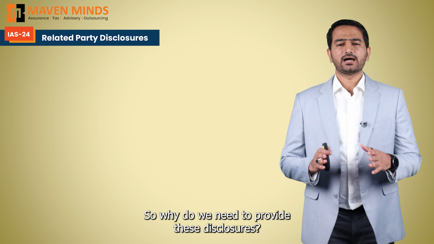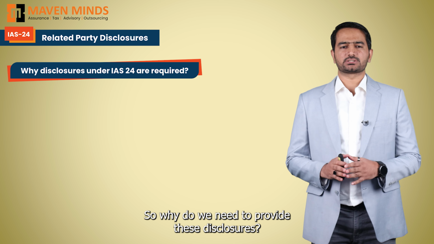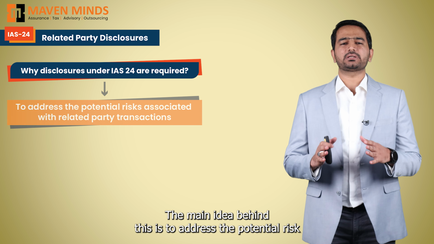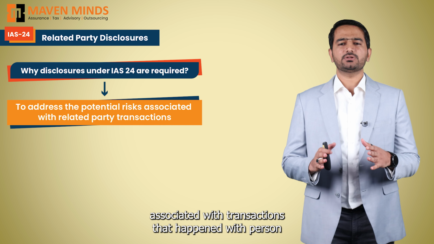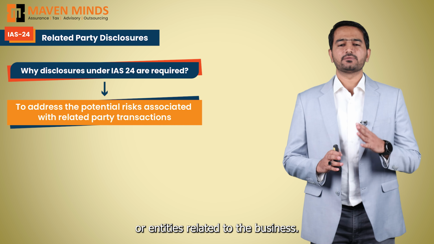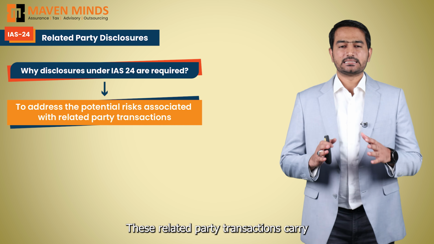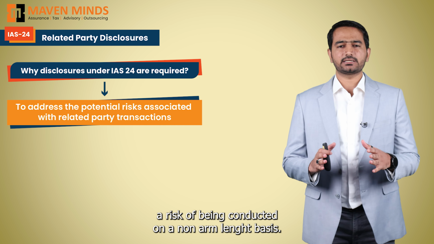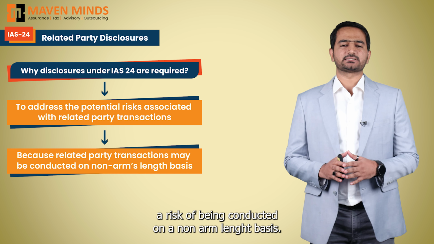IAS 24 focuses on providing disclosures related to transactions with related parties. So, why do we need to provide these disclosures? The main idea behind this is to address the potential risk associated with transactions that happen with persons or entities related to the business. These related party transactions carry a risk of being conducted on a non-arm's length basis.